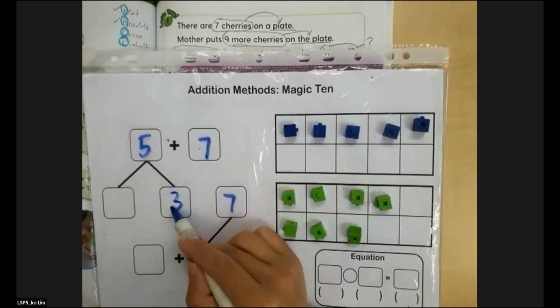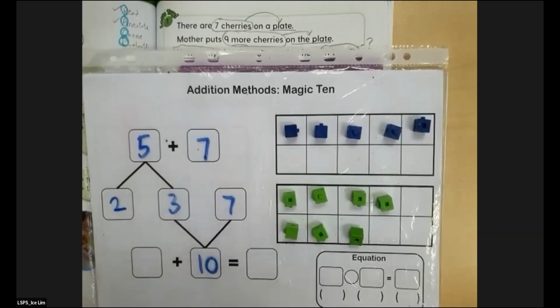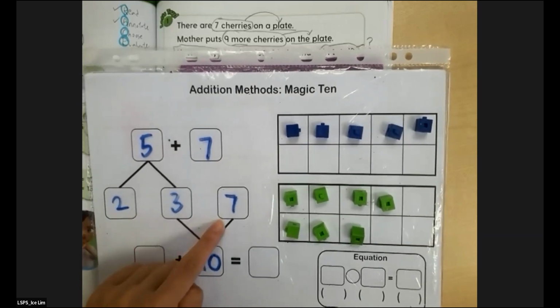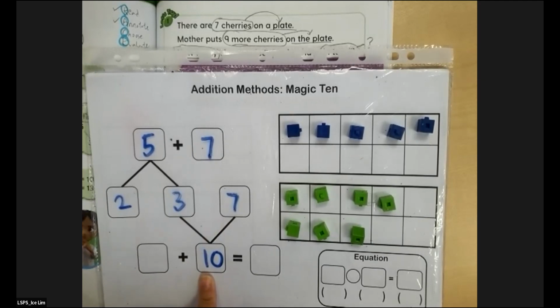3 and 2. Why do I break the number 5 into 3 and 2 or 2 and 3? Thank you very much, Josh, well done, good answer. Because 3 and 7 makes 10. So I'm not using just any number bond that I know. I'm choosing the right number bond that can help me with making 10.